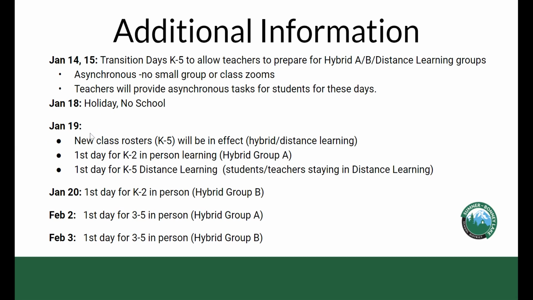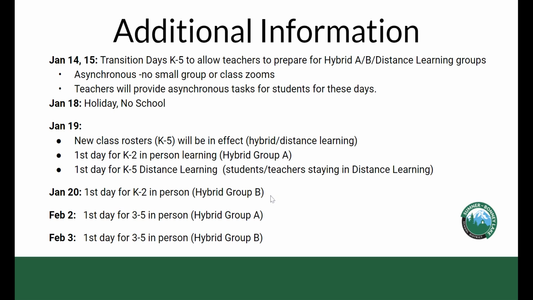Starting January 19th, our new class rosters, K-5, will be in effect. That means that classes will be built in the hybrid AB, as well as those who are staying in distance learning. It is also the first day for our kinder through second grade students in the hybrid A group to come to school in person. As well, all K-5 distance learning students that are remaining in distance learning will begin their instruction in their new classes on that day. January 20th is the first day for hybrid Group B, kindergarten through second grade, to be in person.